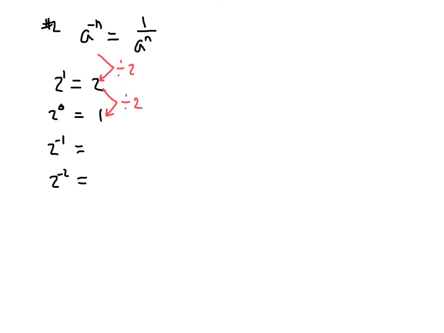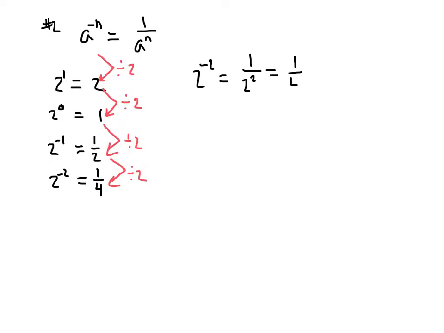So then what is 1 divided by 2? 1/2. What is 1/2 divided by 2? 1/4. So what the rule is saying is if I have 2 to the negative 2 power, that means I have 1 over 2 to the positive 2 power. And 2 squared is 4. So sure enough, just like it says here, 2 to the negative 2 power equals 1/4.